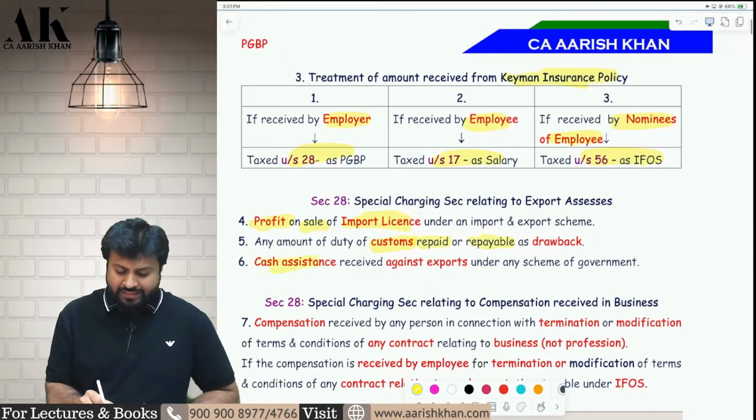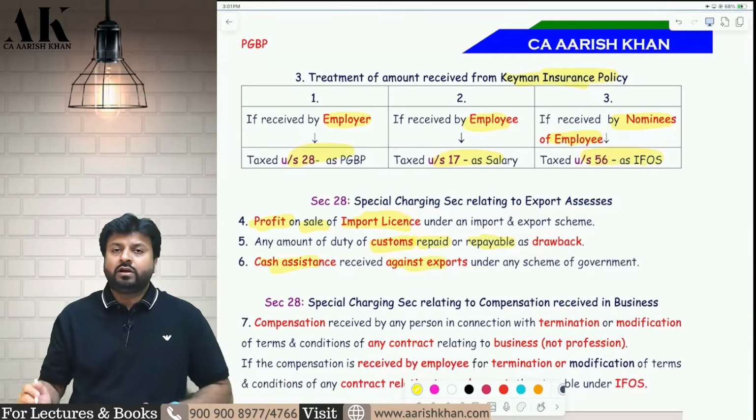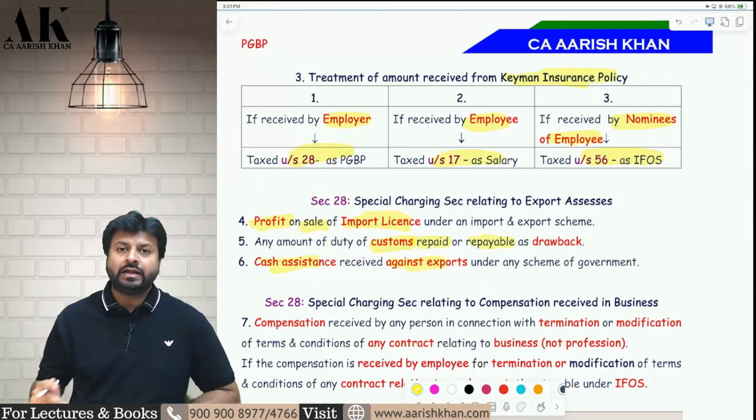Similarly, if you are receiving any cash assistance against export, you are doing some export and the government tells you that you export this much amount of goods and we will give you 10 crore rupees as cash assistance, then that 10 crore rupees will be chargeable under business and profession. I hope it is clear to all of you.